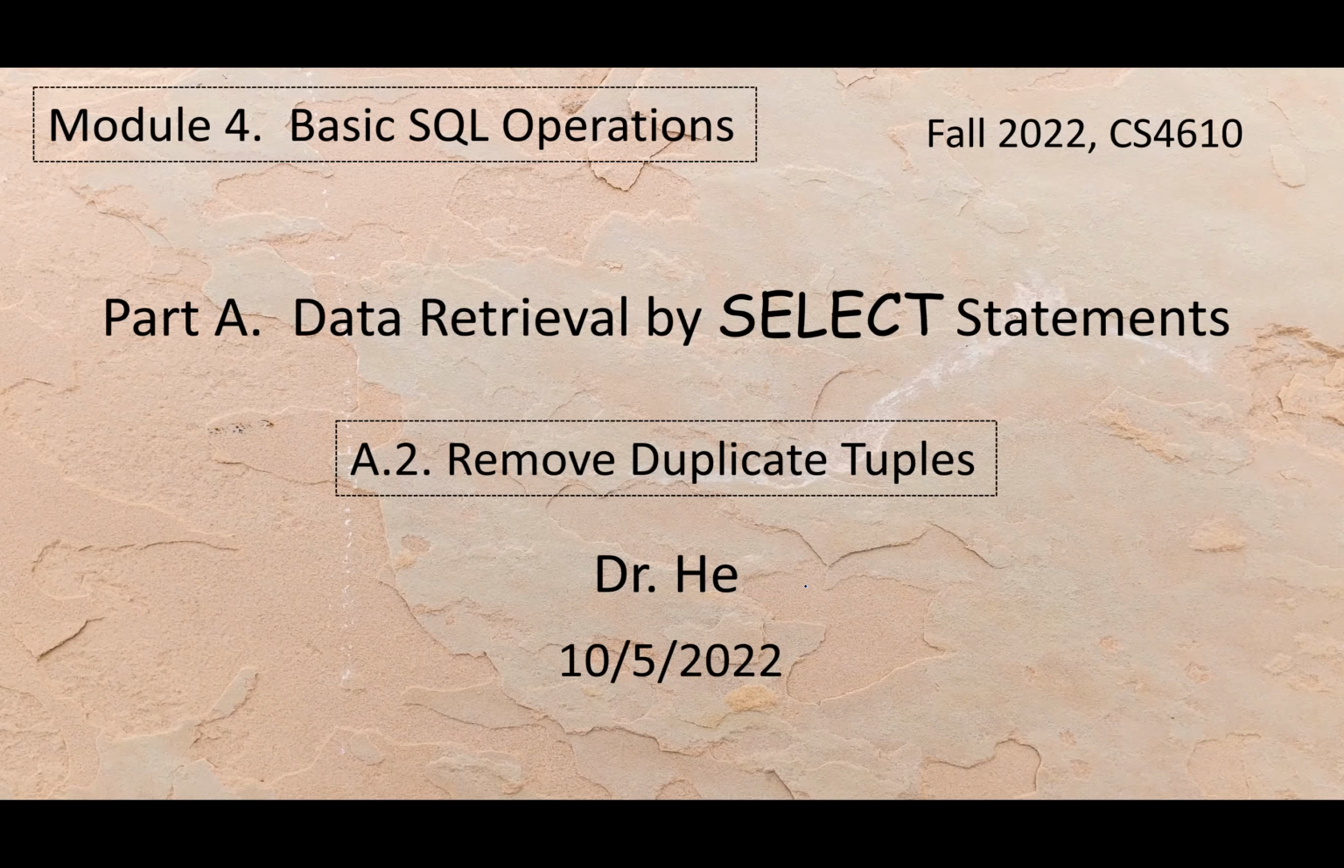I upload the company database. So now you can download module 4 part A, company.sql. You can download and install it, then if you want to practice, you can work on it. Okay. All right, so 8.2, remove duplicate tuples.